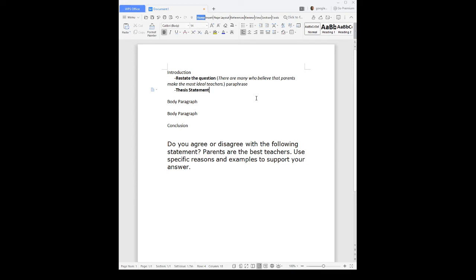Next, the other part of the introduction will be what we call a thesis statement, okay? A thesis statement just means basically your opinion, your stance, your point of view, right? Your argument in response to this question, right? So your thesis statement is going to say how you feel, what you're going to argue, and how you are going to argue it. So, for example, if I choose to say parents are not the best teachers, that's what I choose to argue.